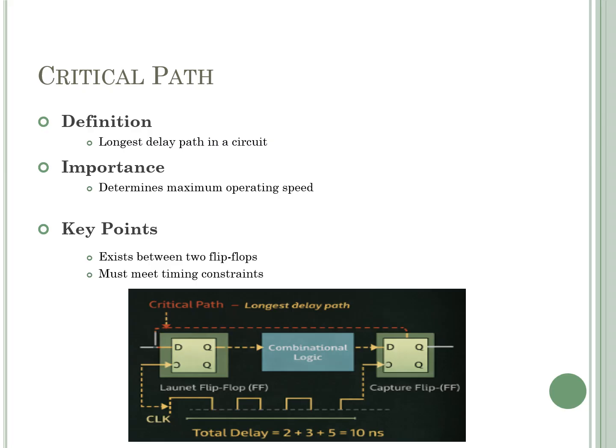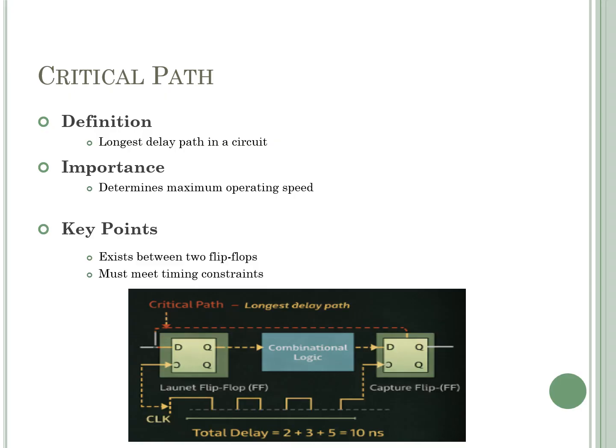the next clock edge. The critical path determines the maximum operating speed of the system. Your circuit can only run as fast as its slowest path. Clock period must be greater than or equal to the critical path delay. Otherwise, data will not reach in time and the circuit will fail.